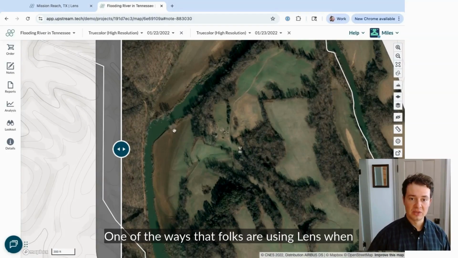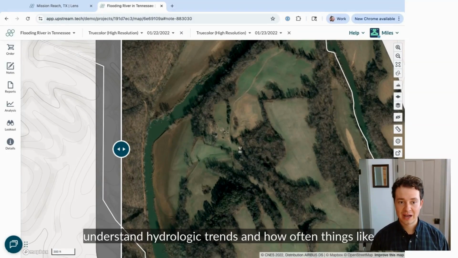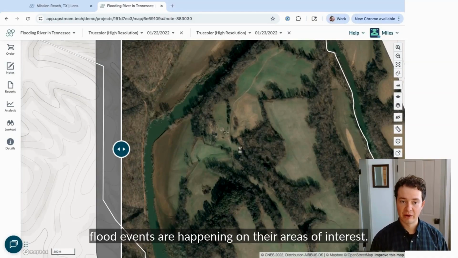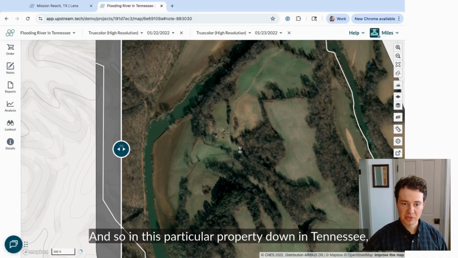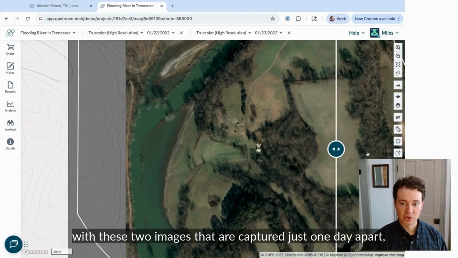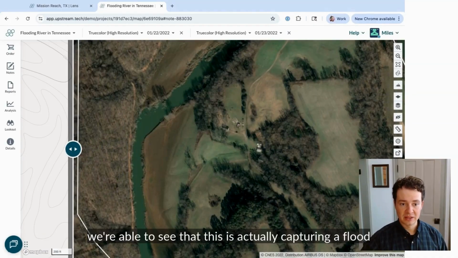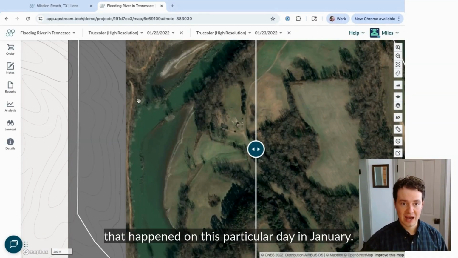One of the ways that folks are using Lens when managing river corridors is to understand hydrologic trends and how often things like flood events are happening on their areas of interest. And so in this particular property down in Tennessee, with these two images that are captured just one day apart, and again, these are high resolution images that we can purchase directly through Lens, we're able to see that this is actually capturing a flood that happened on this particular day in January.